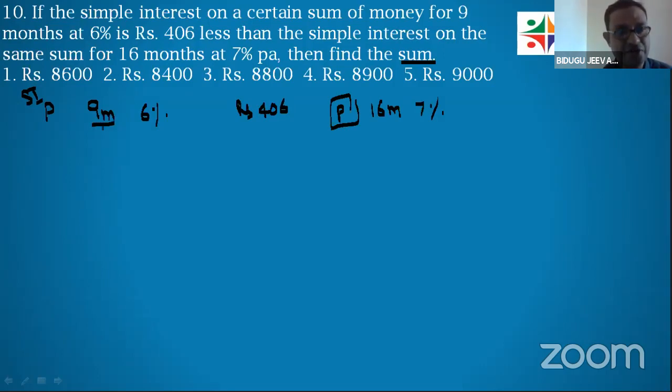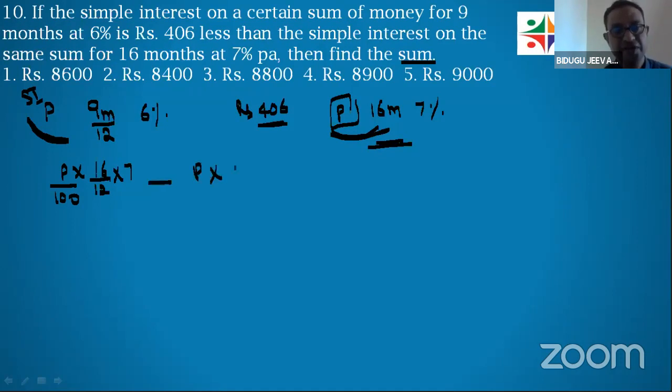Whenever months are given, you need to divide to get into years. The interest we get for this part is 406 less than the other part. So how to express it? This part is less, so it should be taken on the right side. Let me write: P into 16 by 12 into 7 divided by 100, minus P into 9 by 12 into 6 divided by 100, which is nothing but 406. Hope you understood. This part is less than this part.